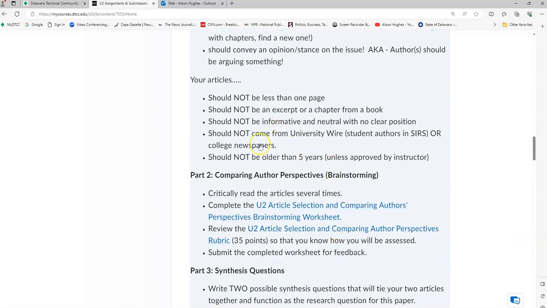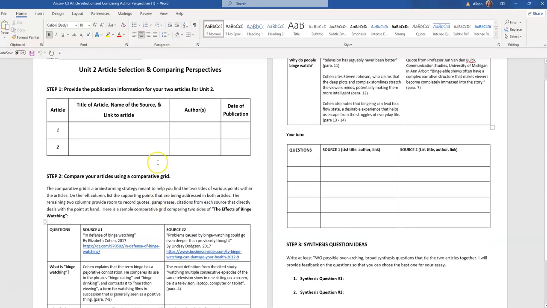So once you find your articles, you're going to give me that information, and then you're going to move on to the second part of the assignment. So with that in mind, let's take a look at the assignment sheet. So here for part 1, you're going to give me the title of the article, the name of the original source, not the database, but the name of the original source, and then a link to that article. I want the authors and I want the dates. Okay, so that way I can quickly find the article.